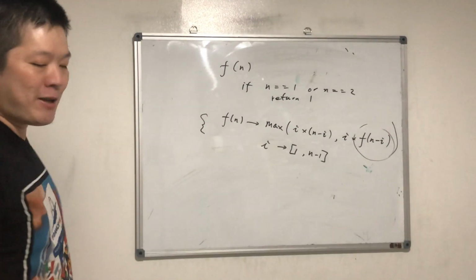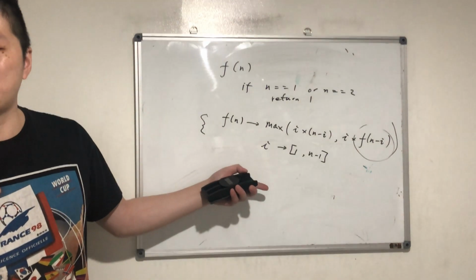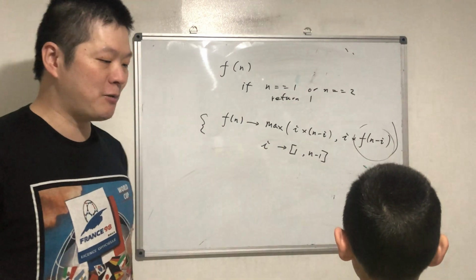This is called the dynamic programming transition function. Do you still remember the transition function? Does it make sense? So can you explain it to me? Come on.